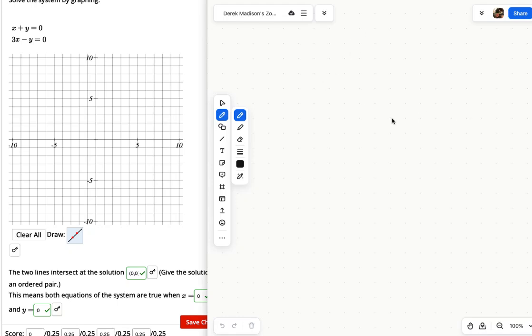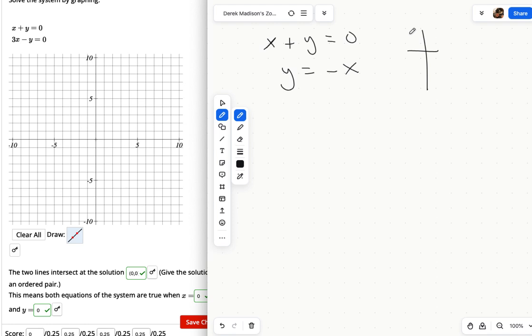Okay, so for graphing this one, probably the easiest way to do it would be to get the y by itself. So for this first equation, we'll write it as x plus y equals 0. So I'll just pop the x over to the other side and I have y equals negative x.